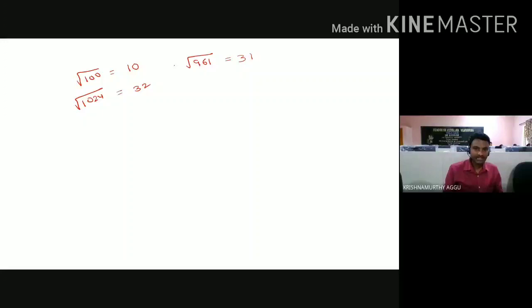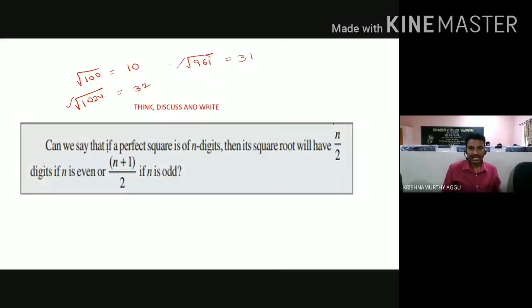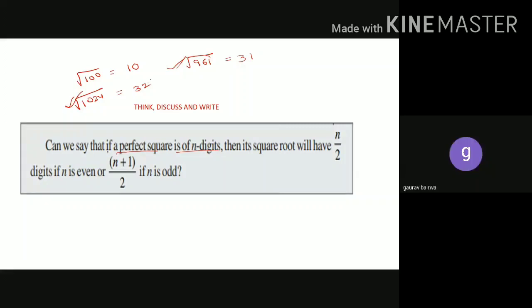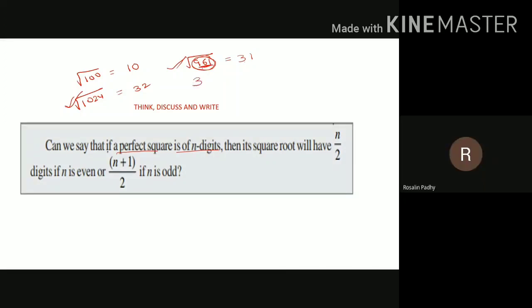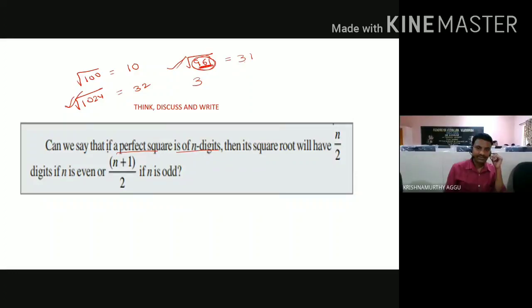Now you observe these two examples. I would like to link these examples to this question. If a perfect square is of n digits, now what are the perfect squares? 1024 and 961 and 100. Let's take the example of 961. It's a perfect square, reason: when you multiply 31 with itself, you get 961. How many digits are there here? 3. So the number of digits in the perfect square is 3.